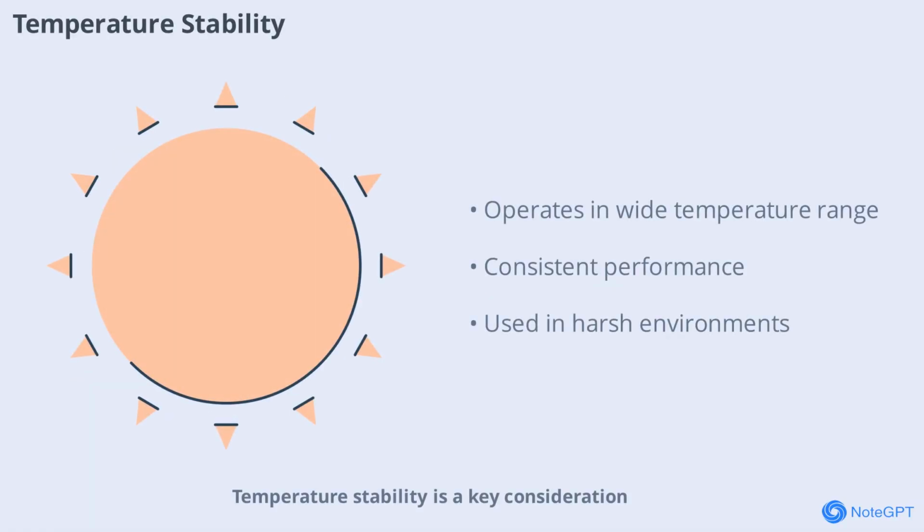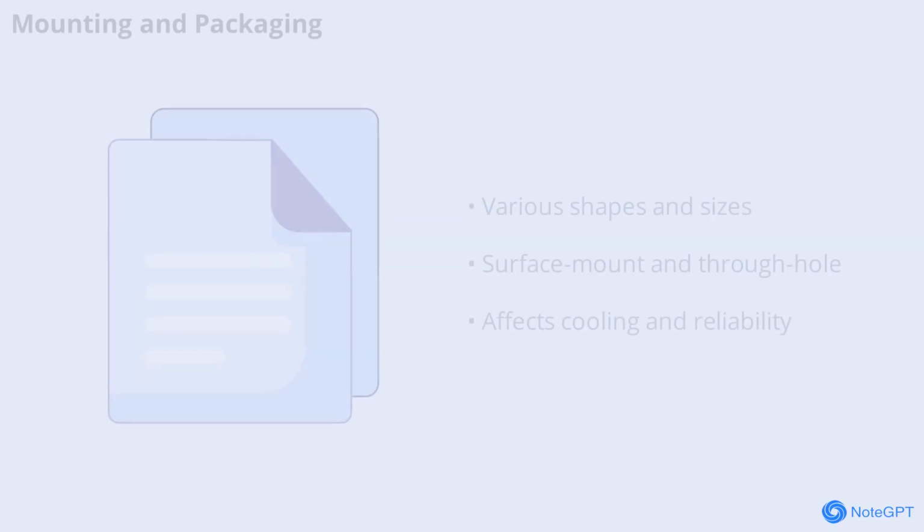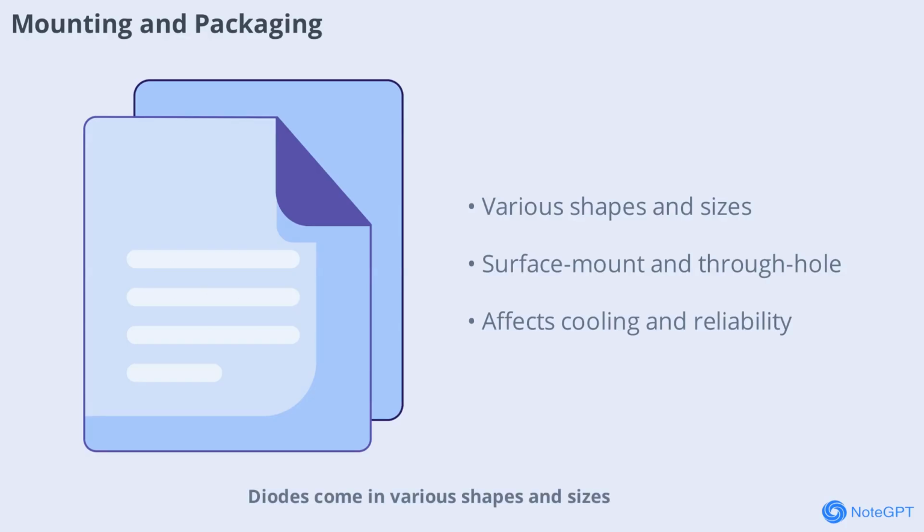Temperature stability is a key consideration for diodes used in harsh environments. Some diodes are designed to operate reliably over a wide range of temperatures, ensuring consistent performance in automotive, industrial, and outdoor applications. Diodes come in various shapes and sizes, from tiny surface mount devices to larger through-hole packages.